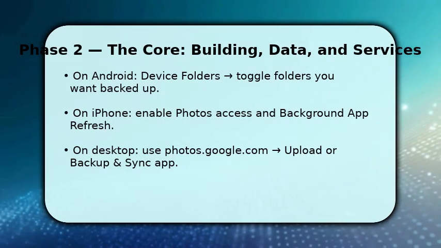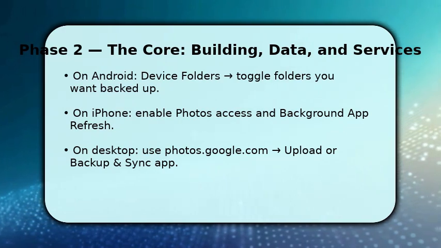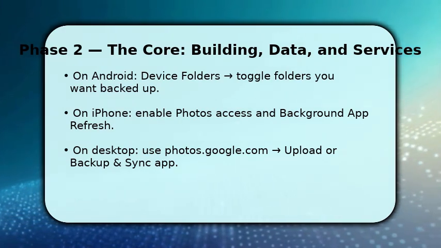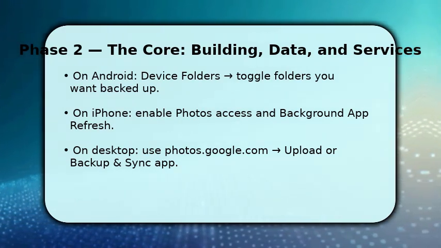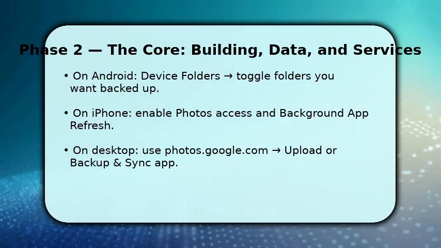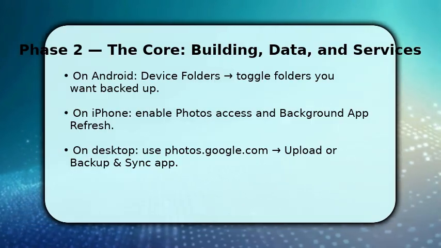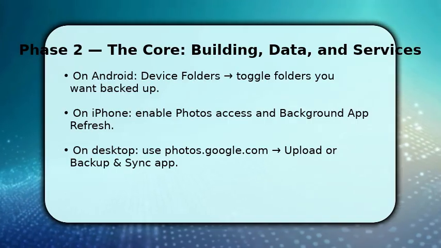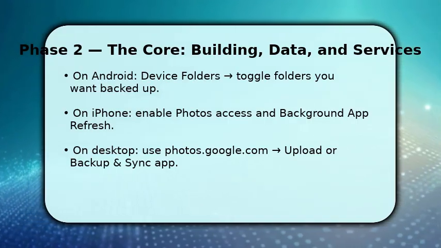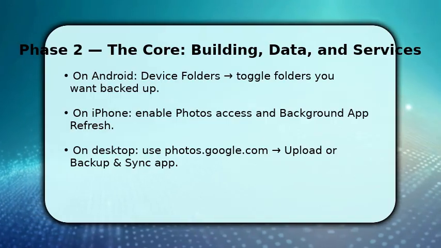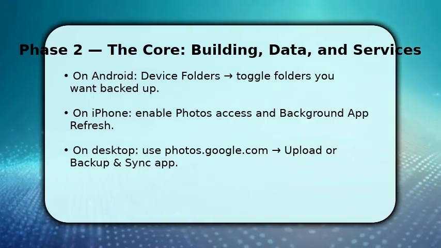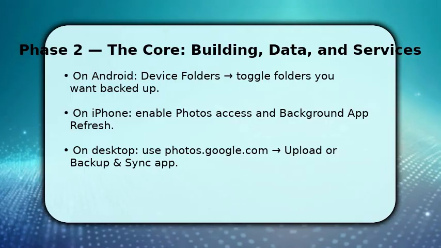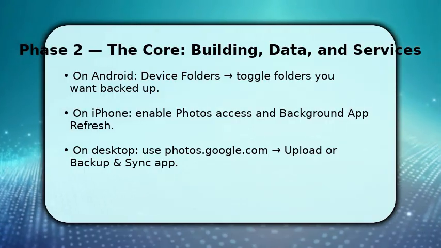Next, you choose exactly which folders get linked. On Android, open device folders inside Photos and toggle each folder to backup. On iPhone, grant Photos access and allow background app refresh so uploads run. For a computer, install the Backup and Sync app or drag folders to Photos.Google.com, once configured, the app continuously watches selected folders and uploads new images.